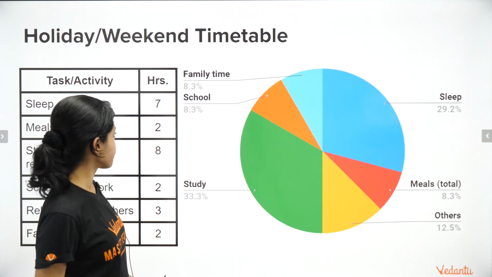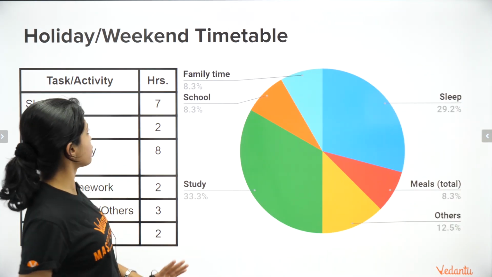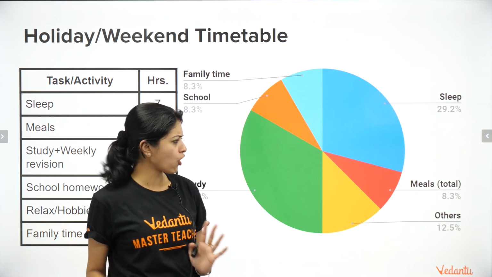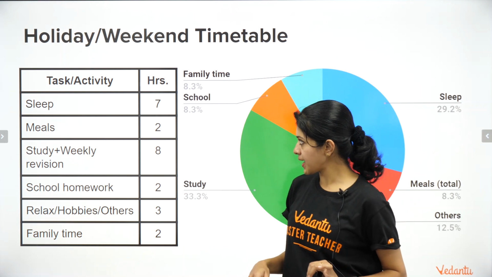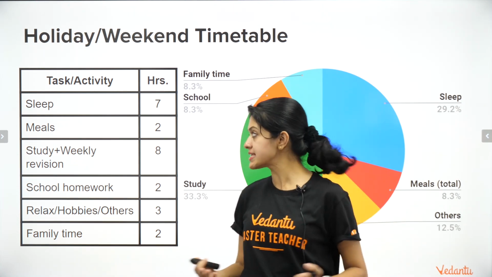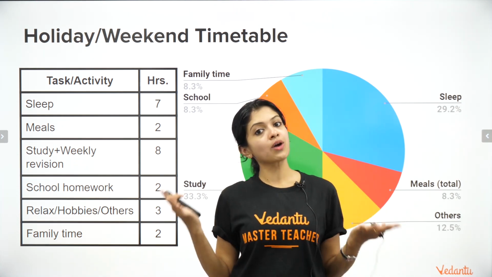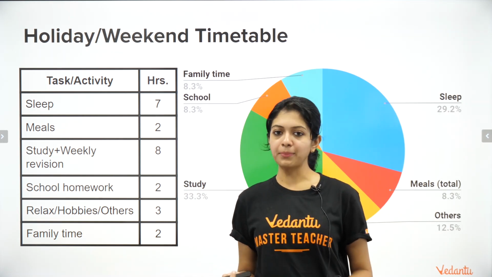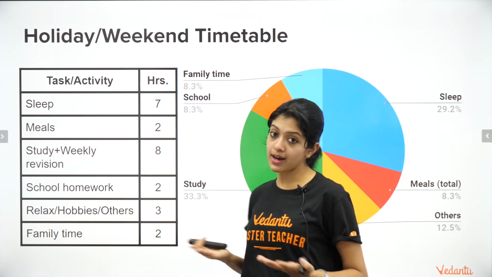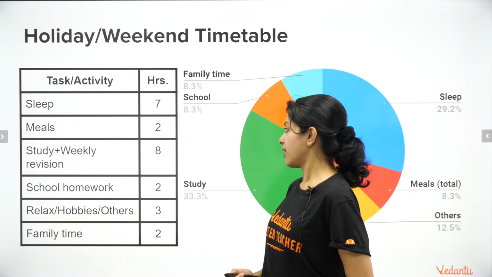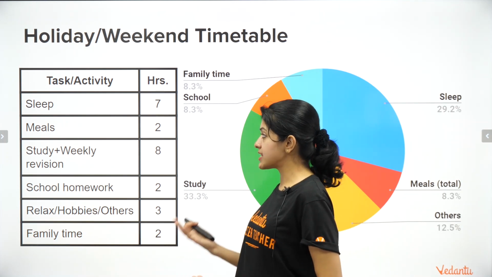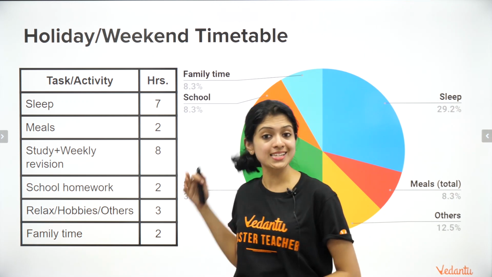Let's go ahead. This is what I have for your holiday or weekend timetable. This is how I have planned your day. Again, sleep, I have put 7 hours. Meals, perhaps you would like to have leisurely meals with your family. You could spend about 2 hours in total for that. Breakfast, lunch, dinner, all together. And study and weekly revision together, I have put it as 8 hours.